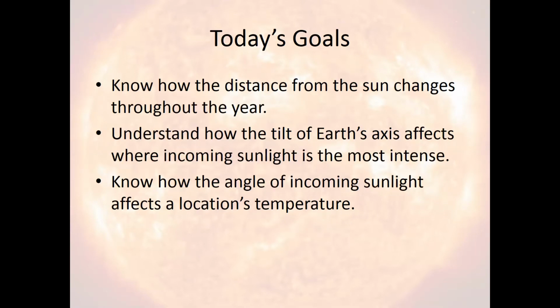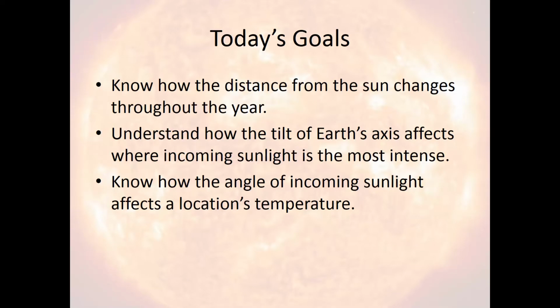The second thing we're going to talk about is Earth's tilt and how that affects where incoming sunlight is most intense. And then finally, we're going to talk about how the angle of incoming sunlight affects a location's temperature, which we talked a little bit about in the previous lecture. And if you're watching this from my face-to-face class, I showed a demonstration in class about that. But I'm going to show it again for this video. All right, so let's jump in.